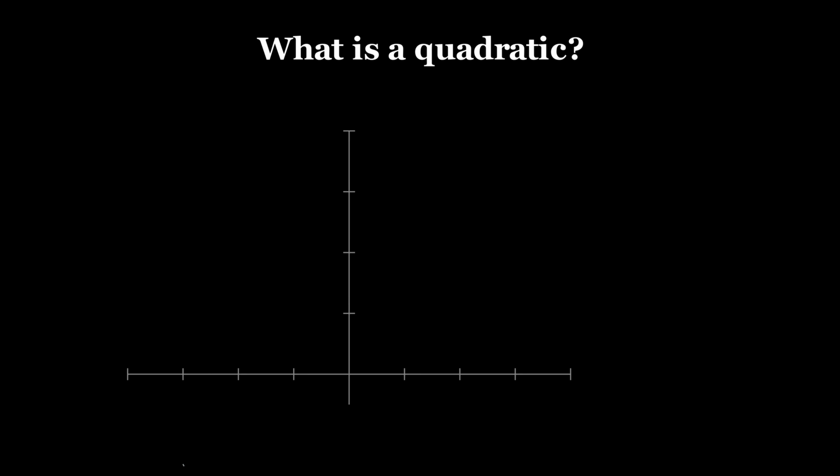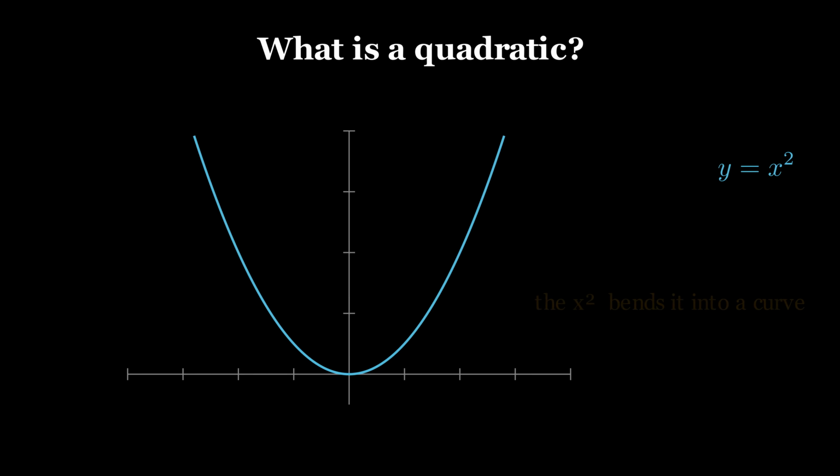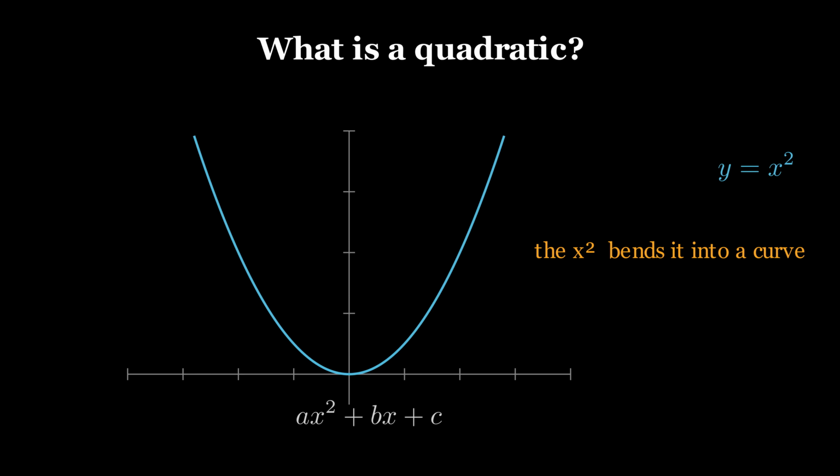Look at this. If you just have x, like y equals x, the graph is a straight line. But the moment you square the x, y equals x squared, the line bends. It curves into this shape, called the parabola. That x squared term is what does everything. So a quadratic is any expression with an x squared in it: ax squared plus bx plus c. And there's one condition. a can't be 0, because if a is 0, the x squared disappears, and you're back to a straight line.